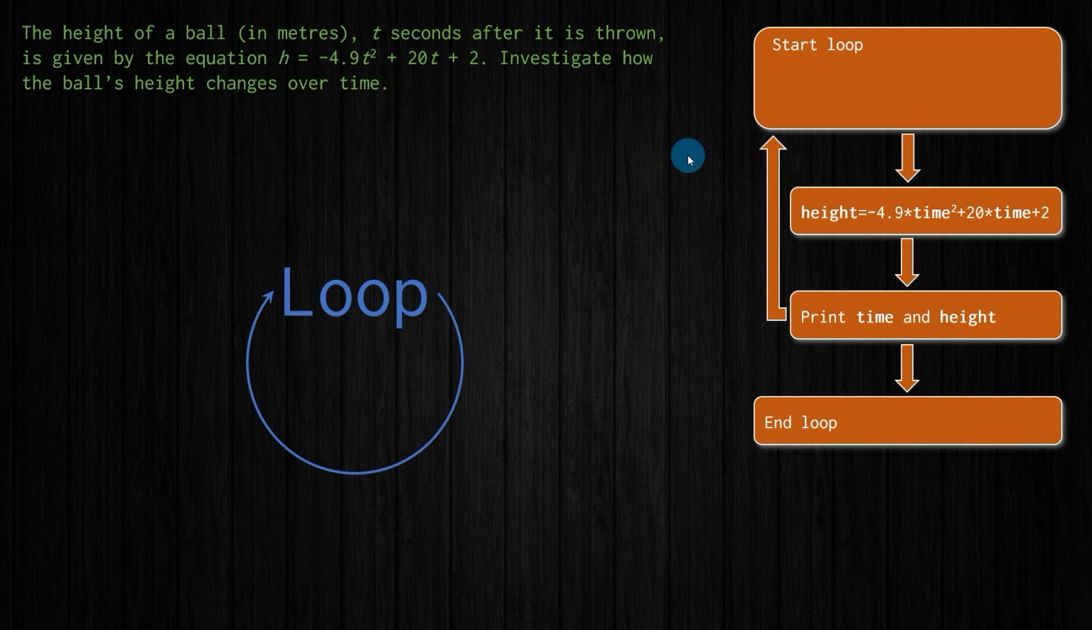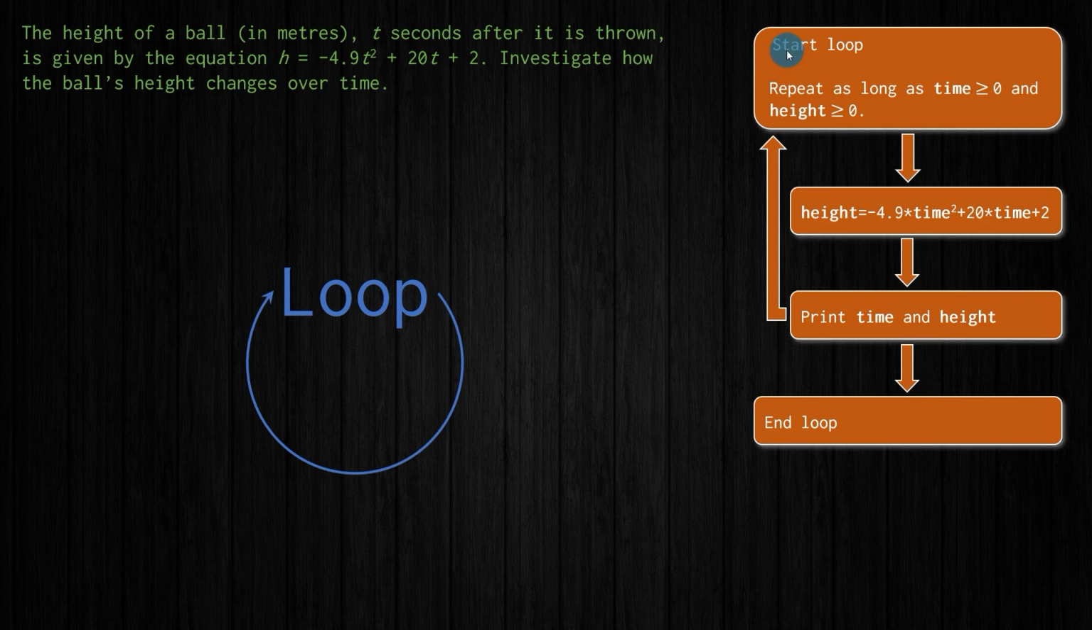So here what we're going to do is start a loop, and we're going to tell this loop to just keep repeating as long as these two conditions are met. As long as the time is greater than or equal to 0, and as long as the height is greater than or equal to 0, okay?